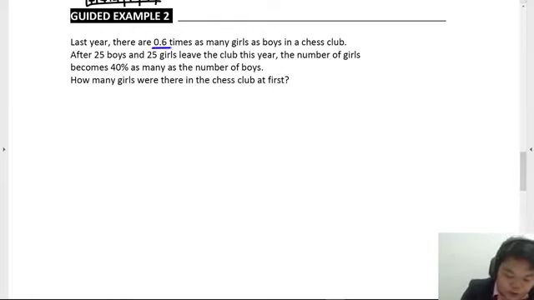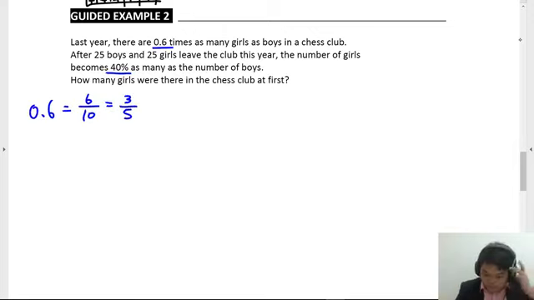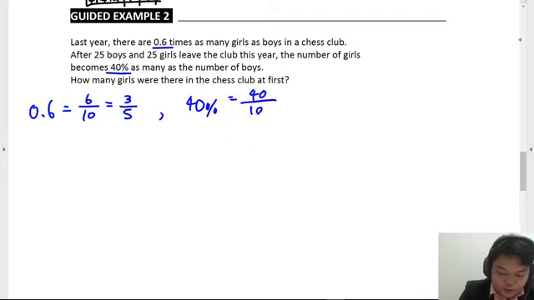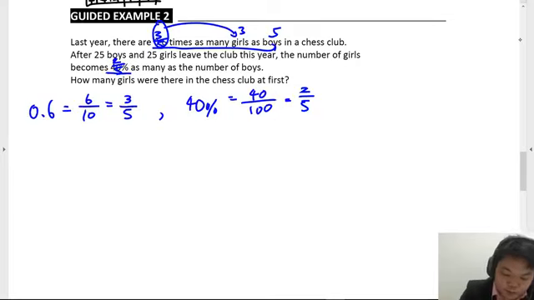First, you want to change decimals and percentages into fractions. By definition, 0.6 is 6/10, and this simplifies down to 3 out of 5. As for 40%, 40% means 40 small blocks out of a total of 100. When you simplify this down into fractions, this becomes 2 out of 5. So change this to 3 out of 5, change this to 2 out of 5, and then allocate your units. This 5 goes to boys, this 3 goes to girls. This was before anything happened.